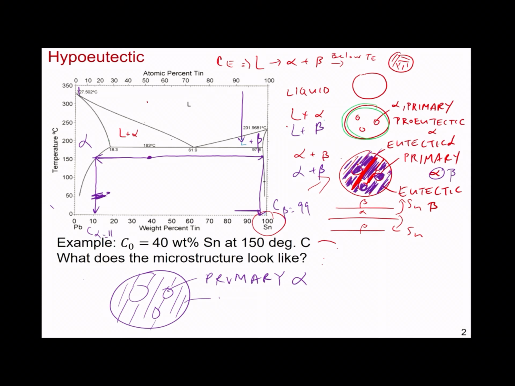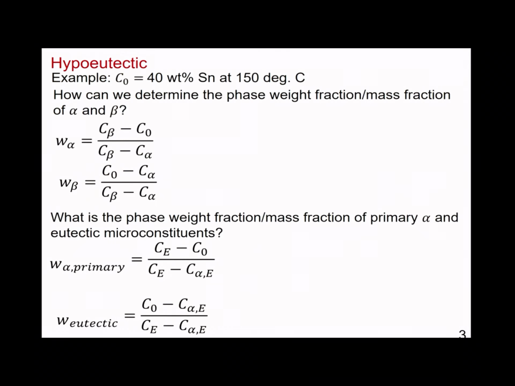So what I'm going to do is just transfer some of these numbers onto the next slide. Okay, so we said C naught is 40, C alpha is 11 weight percent tin, and C beta we read off of the plot as 99 weight percent tin. So if we put in C beta is 99, C naught is 40, that's the composition of our system. C beta is 99 minus 11.